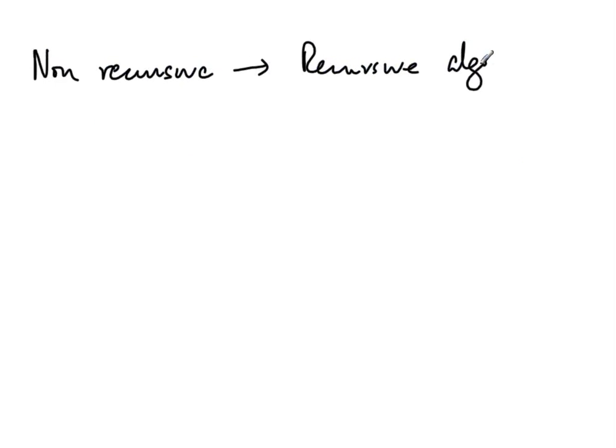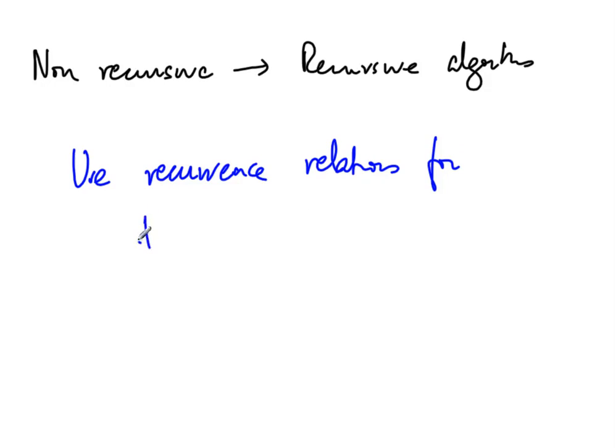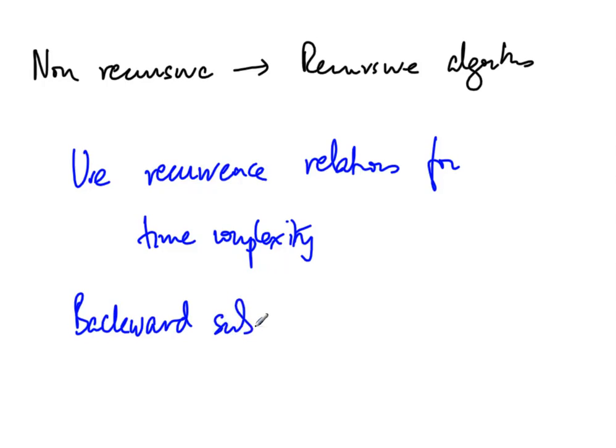When we go from non-recursive to recursive algorithms, what we do is we use recurrence relations for the time complexity. Having set up a recurrence relation, we typically use backward substitution to solve it. There is a rich theory of recurrence relations, and some patterns are complicated even to do with backward substitution, so you have to work carefully to do it.